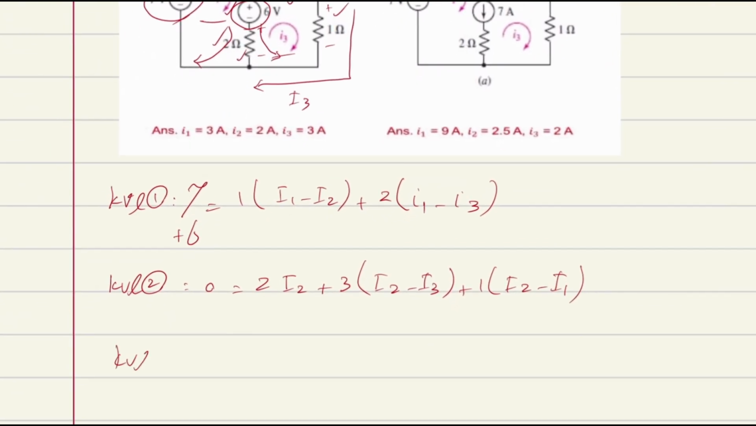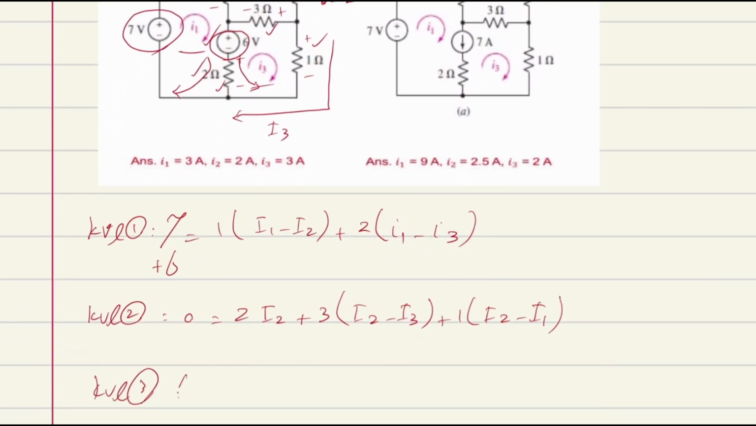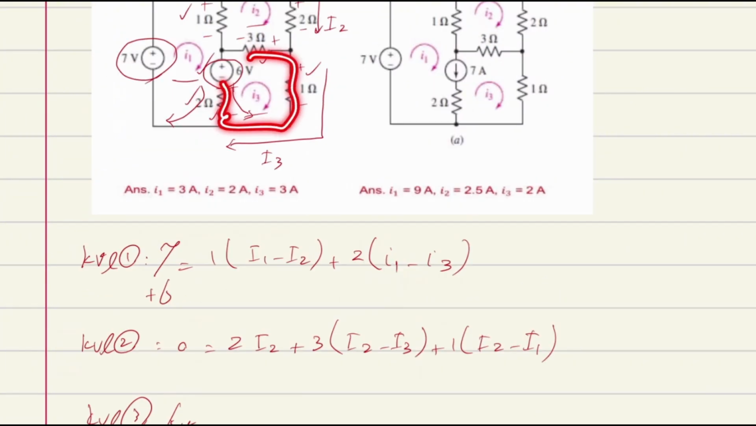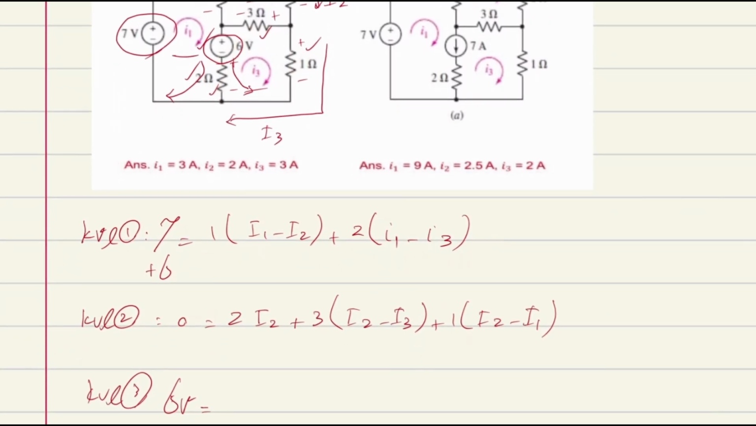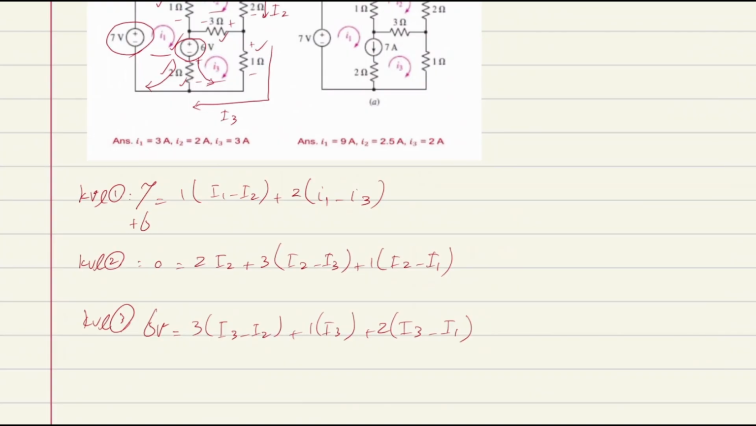And the third KVL is going to be what? Again, I'm going to move through this section. If I move through this section, I know that I have 6 volts as my voltage rise. So if I move this way, you can see that 6 equals 3 times I3 subtracted by I2 plus 1 times I3, then plus 2 times, since I'm moving in the I3 direction, I3 subtracted by I1. So these are the equations that you need to solve. If you solve all of them using the 3 unknowns and 3 equations, you're going to have this answer.